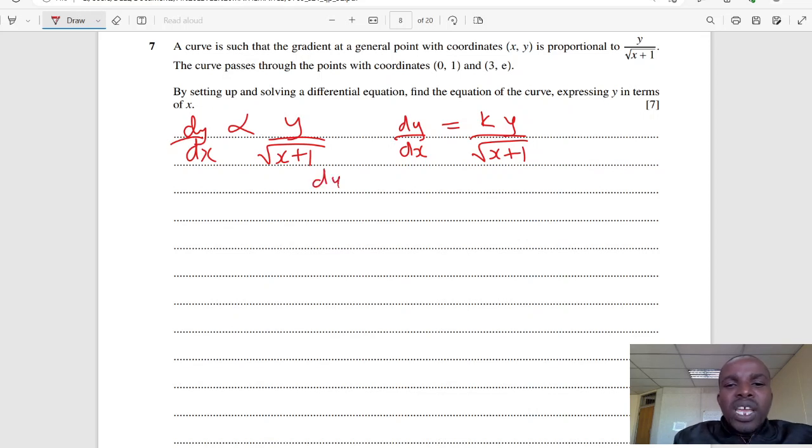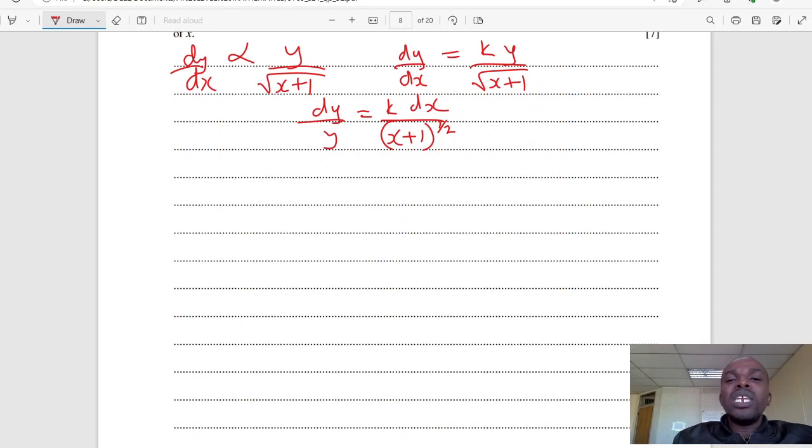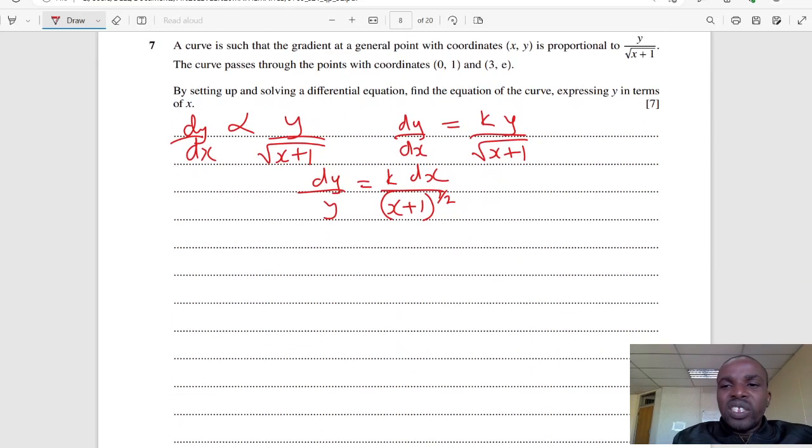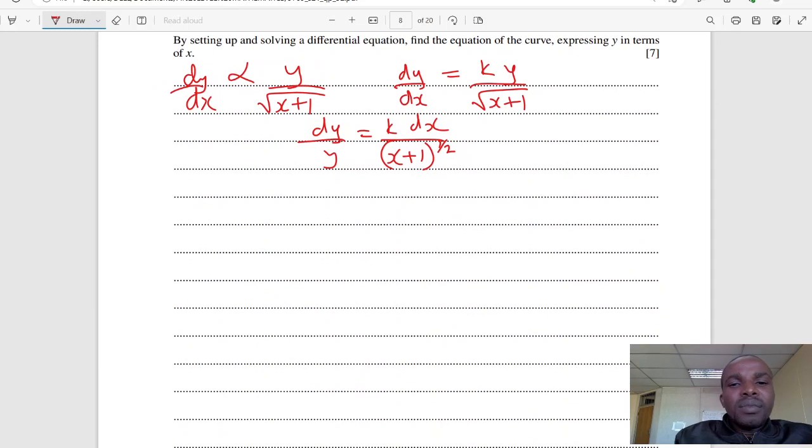It will be dy over y equals k dx over root of x plus 1. I can say x plus 1 to the power half. Let me check again. Yes, it's x plus 1 to the power half. Then I have to integrate both sides in this case. So integrate both sides. It will be dy over y equals k, then this part I have to put as a numerator, then to the power negative half, then dx.